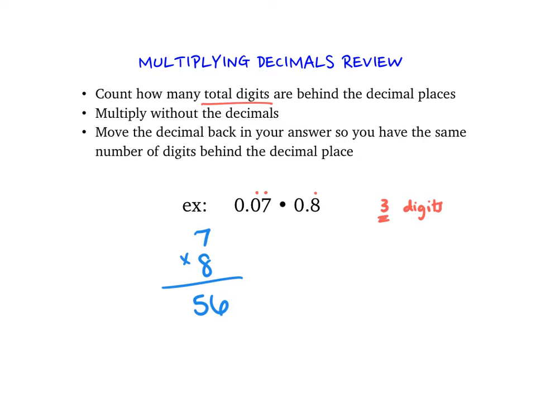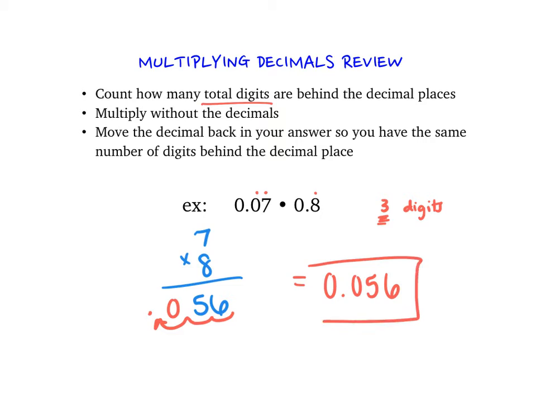This is when that 3 comes back. Then we move the decimal once we have our numerical answer so that we have the same number of digits behind the decimal place. So I would move it a total of 3 spaces, and I would fill in any gaps with 0. So the answer to 7/100 times 8/10 would be 56 thousandths, or 0.056.